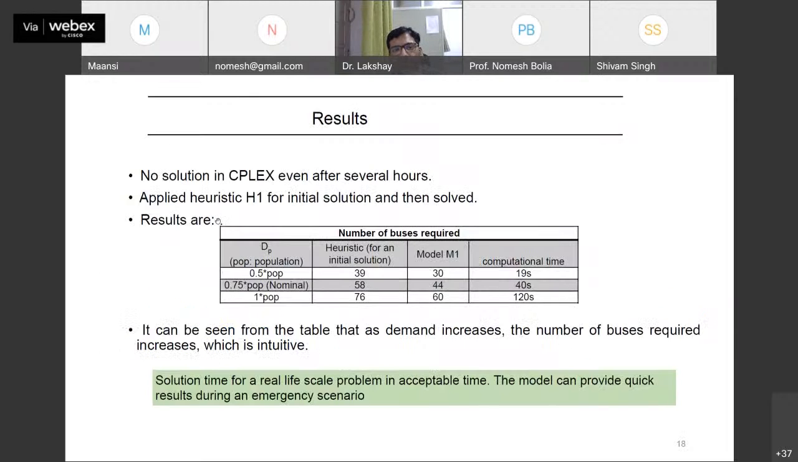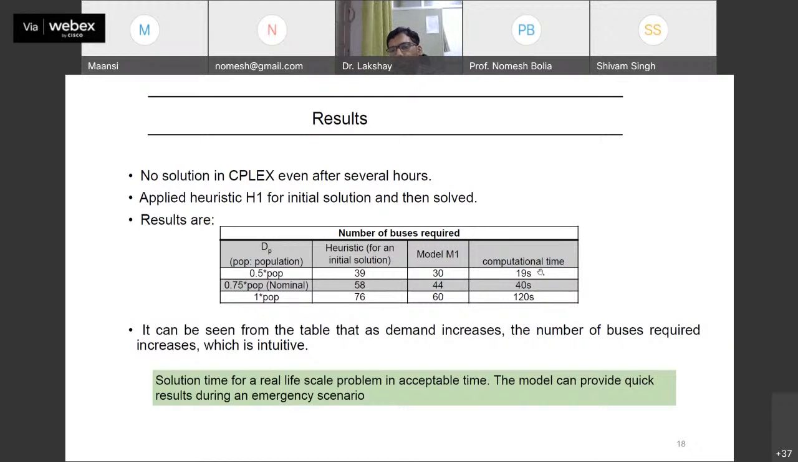The result here is for model M1, which says that by using the model, if the complete population is dependent on public transport, you will be able to evacuate with 60 buses, and that too they are making multiple trips. And the 0.75 means that we have considered different sensitivity values for the demand.